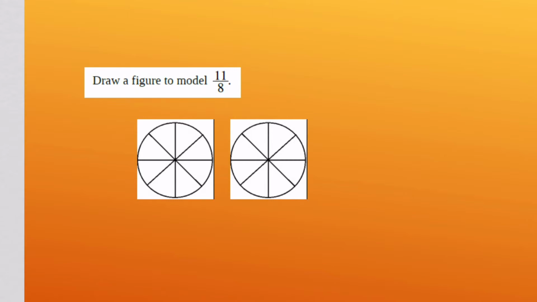Okay, on this page, draw a figure to model 11/8. So that means each of these pies is cut into 8 pieces, and we want 11 of those. So here's 1, here's 2, here's 3, here's 4, here's 5, 6, 7, 8, but we want 11, 9, 10, and 11. So we would shade in 11 pieces there. So this is the same as 1 and 3/8.